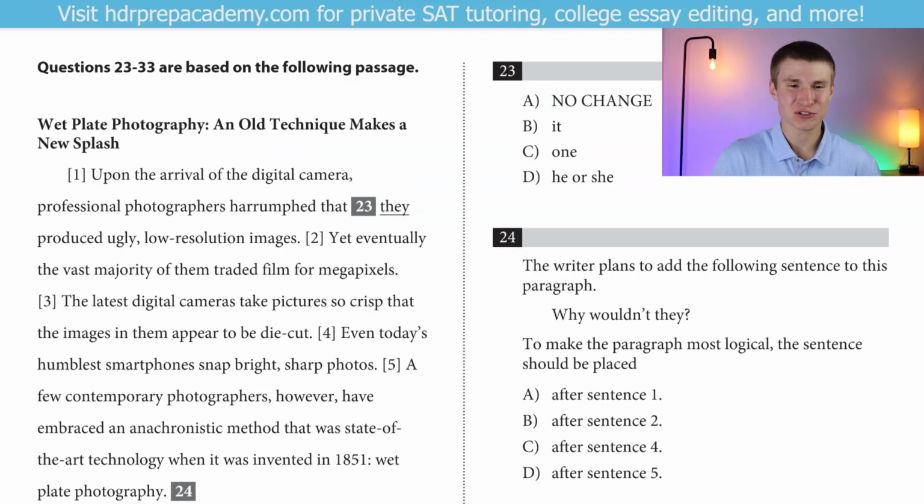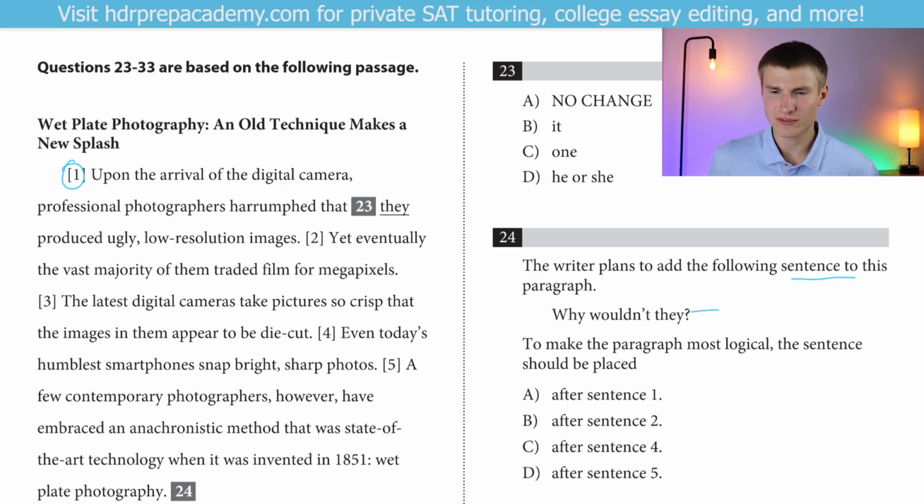All right, moving on to passage 3. Wet plate photography, an old technique, makes a new splash. I see I have a 1 out in front of my paragraph, so I'm going to go ahead and find the sentence I have to place. I see that's in question 24. So the writer plans to add the following sentence to this paragraph: Why wouldn't they? To make the paragraph most logical, the sentence should be placed where?